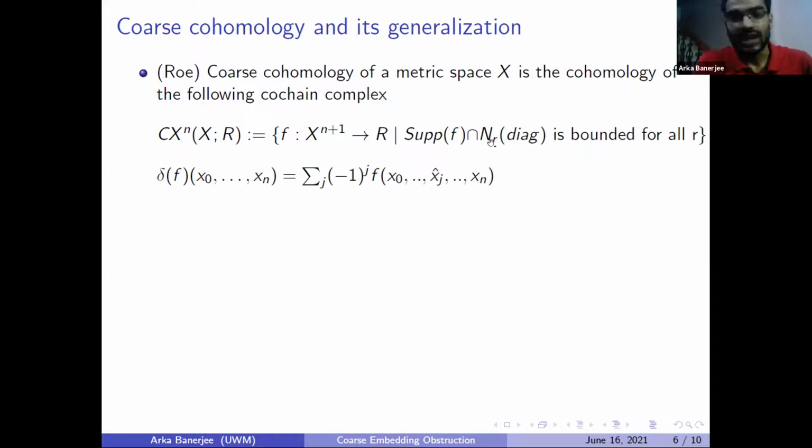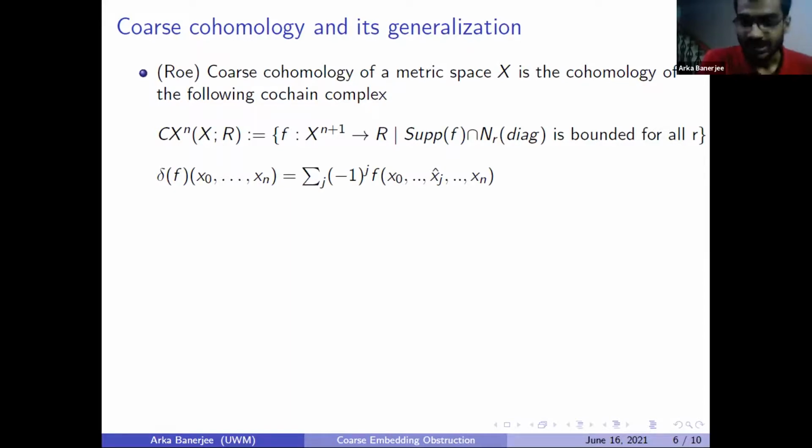There is also a diagonal sitting inside X to the n+1, where all the n+1 coordinates are the same. The support of f should intersect any neighborhood of the diagonal in a bounded set. And this boundary operator is the same as usual. So that is a coarse invariant. If you have two spaces which are coarsely equivalent, that homology would be isomorphic.